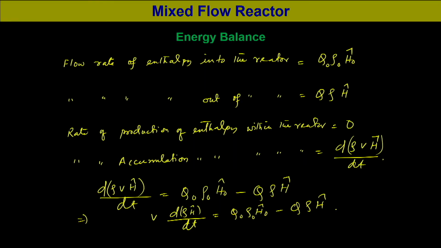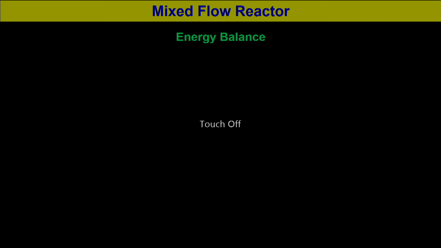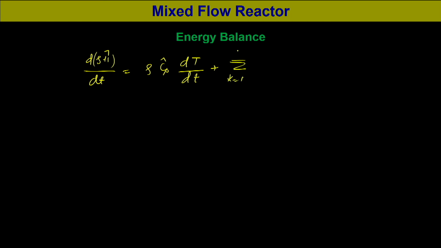So, similarly to the batch reactor case we have done, we can write d(ρĥ)/dt is equal to ρĈp dT/dt plus summation over k equal to 1 to n, for n number of species, h_fk dC_k/dt. So, we can get the enthalpy temperature relationship.